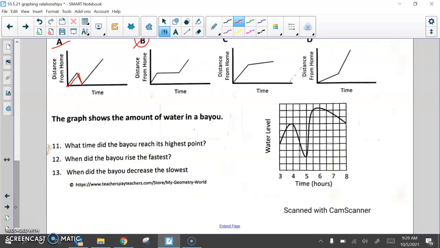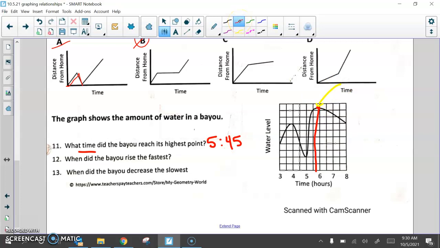What time did the bayou reach its highest point? So its highest point of the graph is right about there. If I can draw a straight line, that's over 5.5, but less than 6. So I'm going to say that's about 5:45. It reached its highest point. Right there is the highest point.